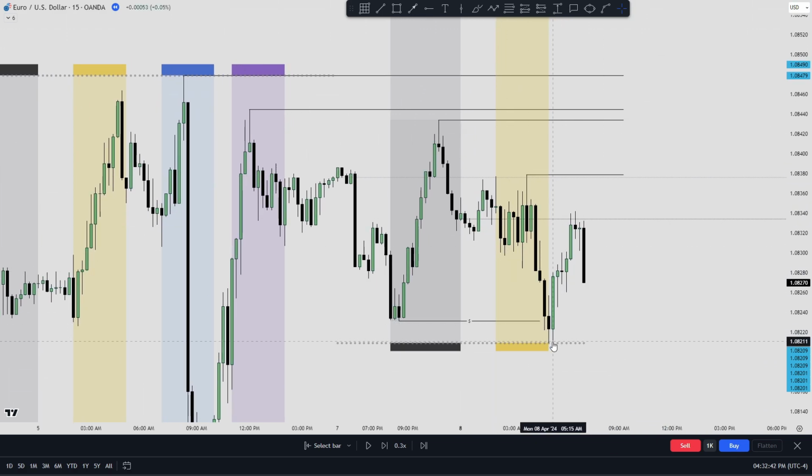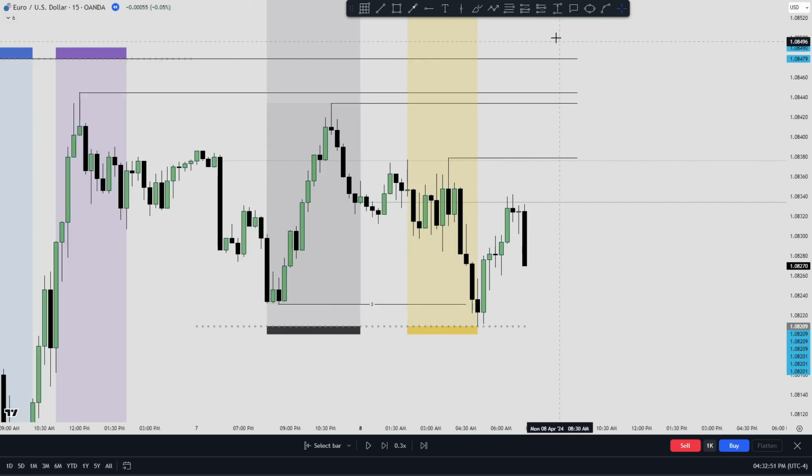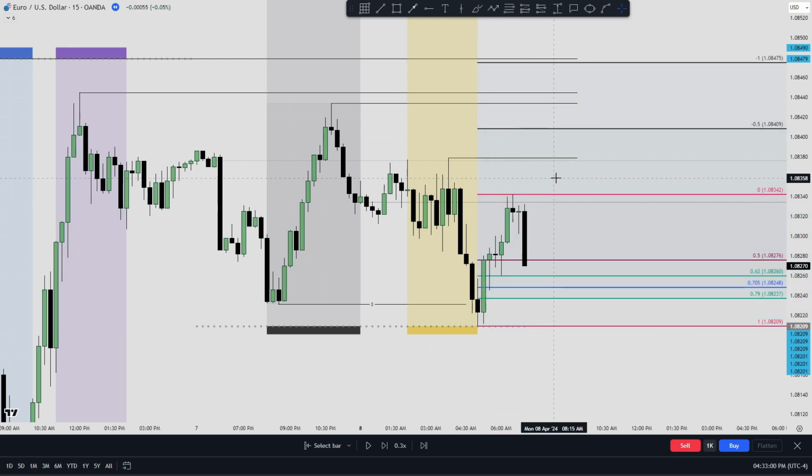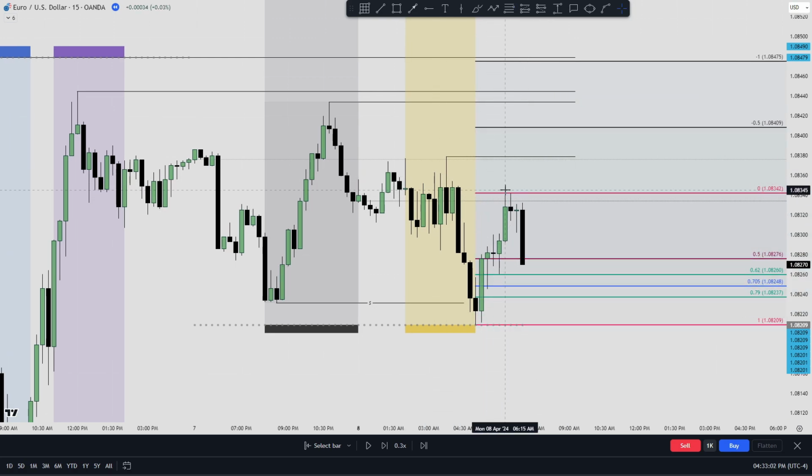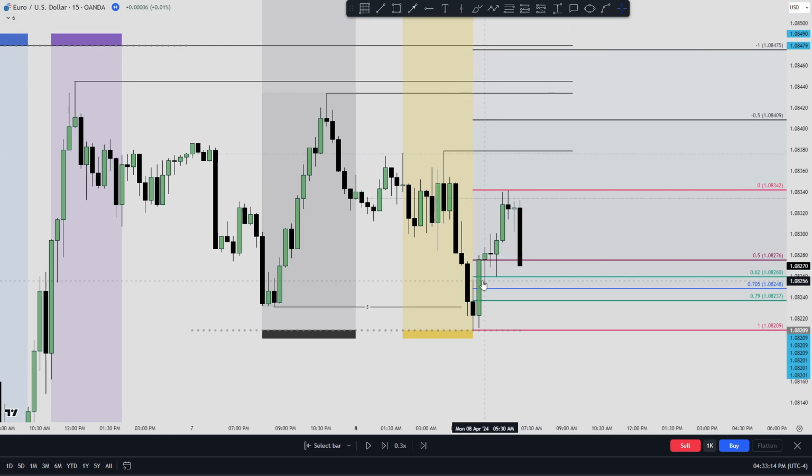If we can get some type of pullback here inside of the New York session, we can then anticipate longs to take out all of this. So we anchor a Fibonacci from the London session low, because it is the most recent swing low point, to the high here as the most recent swing high point, and we get our OTE range: the 50%, 0.62, 0.705, and 0.79. So in this example, we have this last down close candle as our high probability setup, which is this bullish order block.